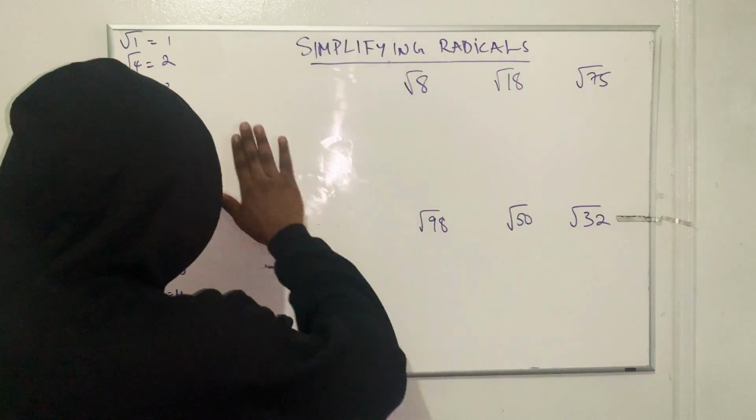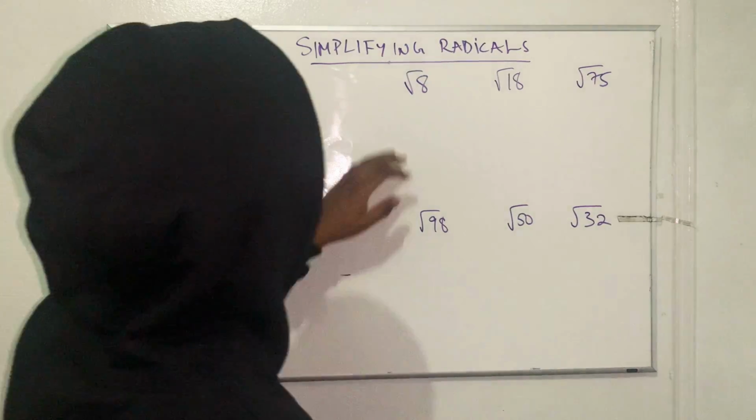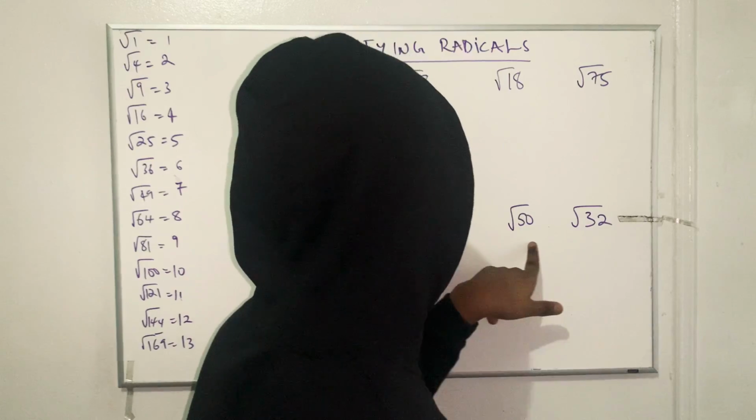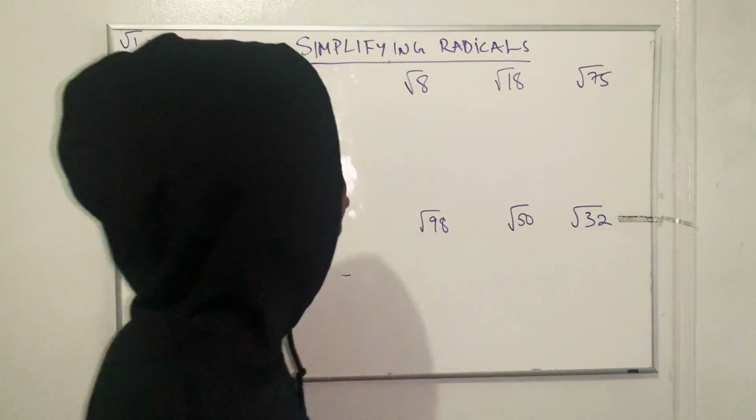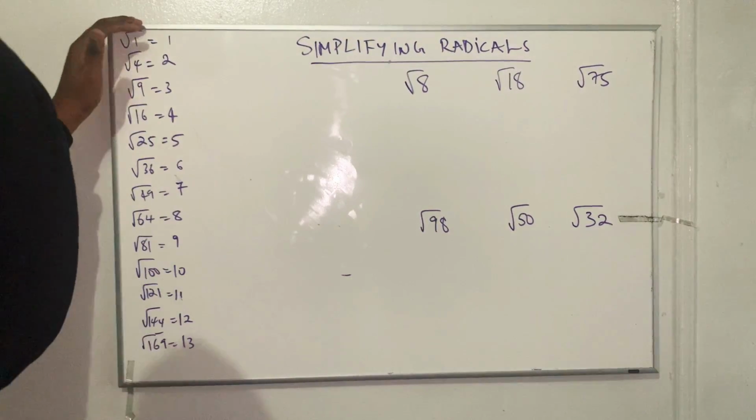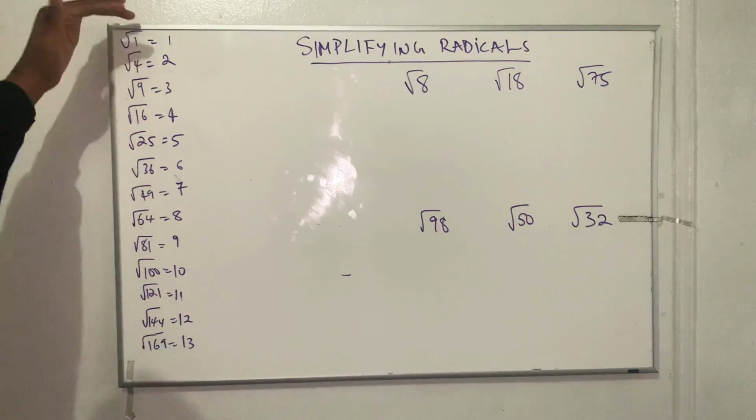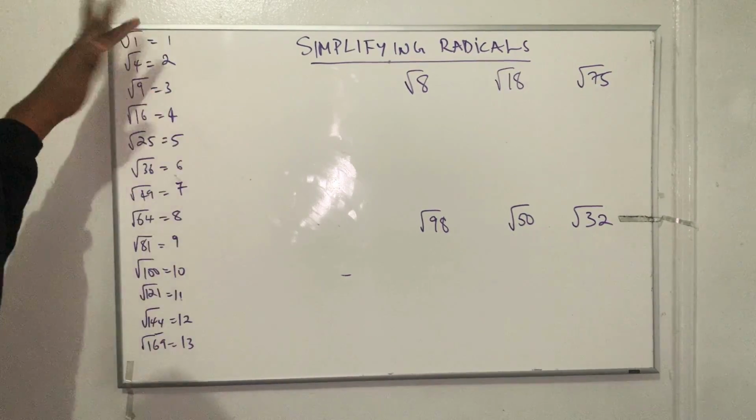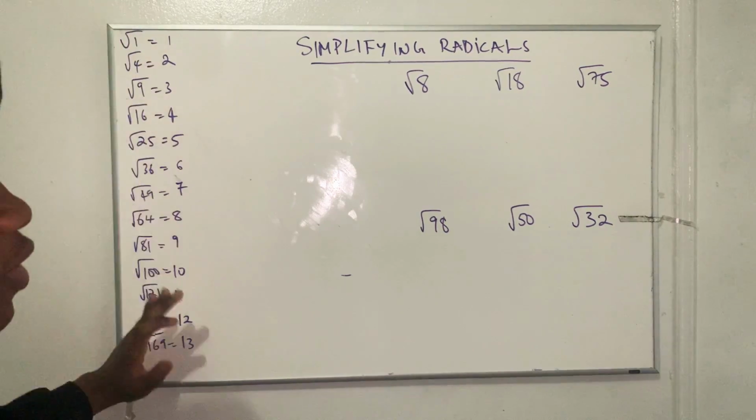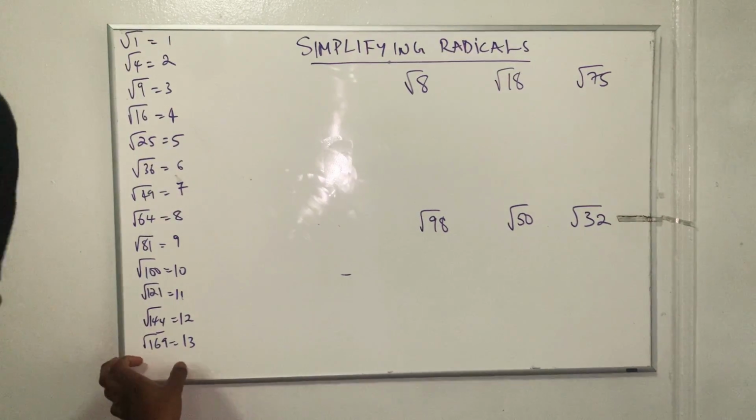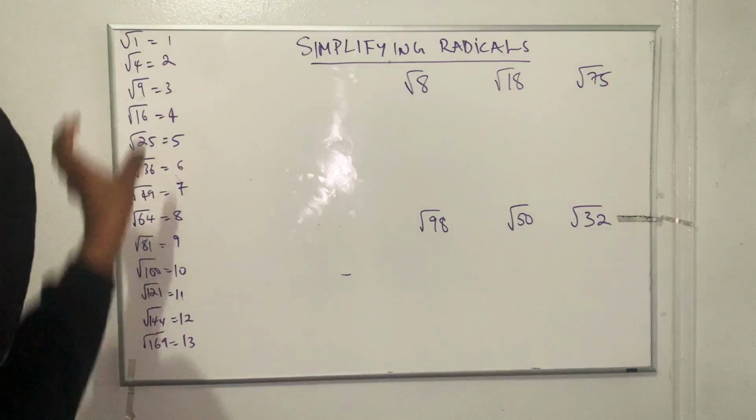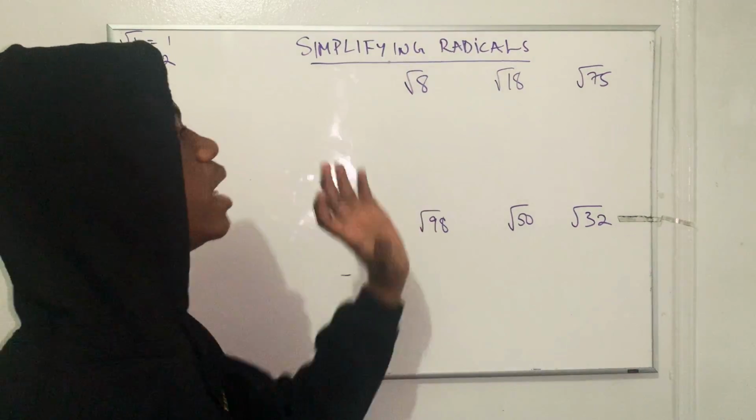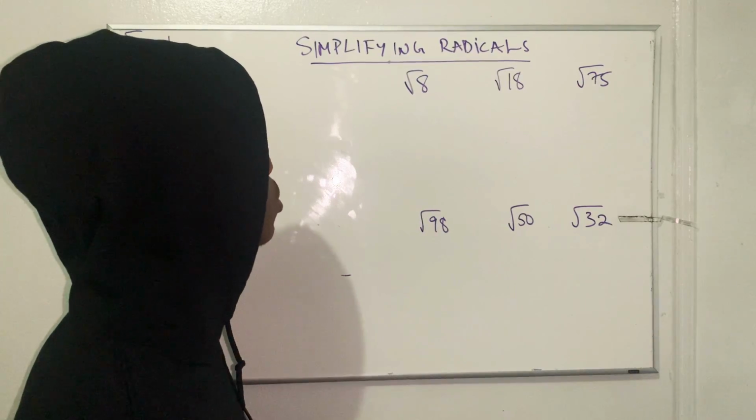So let's go ahead and start simplifying. We know square root of 8, square root of 18, square root of 75, square root of 98, square root of 50 and 32. They are not all perfect squares. All the perfect squares that we have from 1 to 169 are these, right? There is not any one in between these. From 1 to 13, these are the square roots we have. So root 18 is not a perfect square, right?